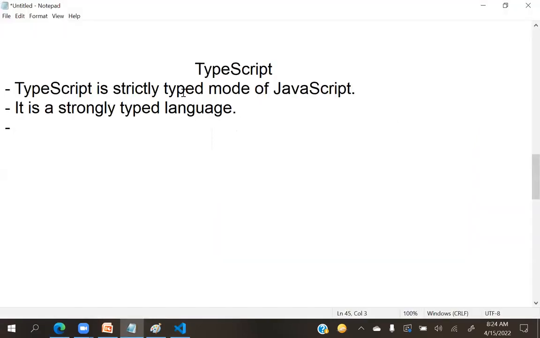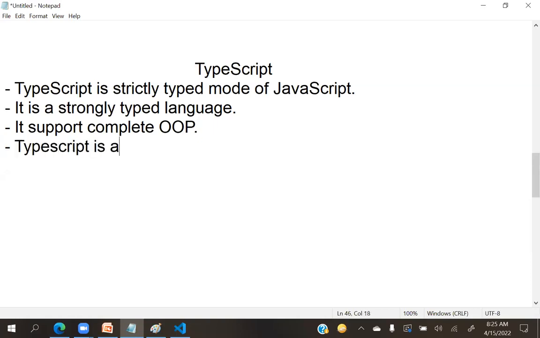And very important, it supports complete object-oriented programming. TypeScript supports complete object-oriented programming. That means you can simply say that TypeScript is an OOP language, a complete object-oriented programming language. Now, very important, JavaScript is not an OOP language. JavaScript supports only some features of OOPs. It is not an OOP language.